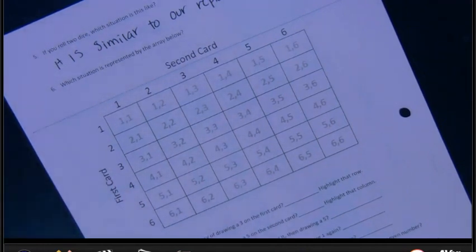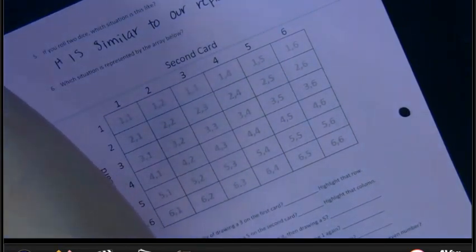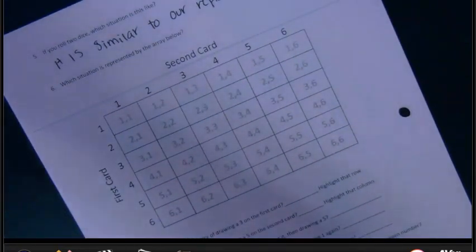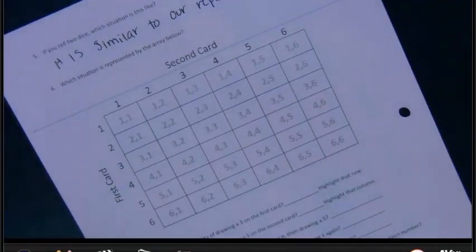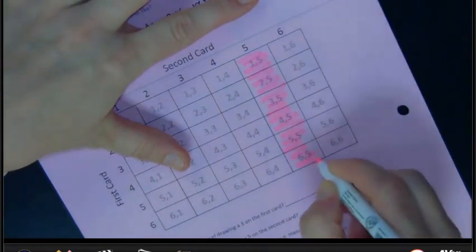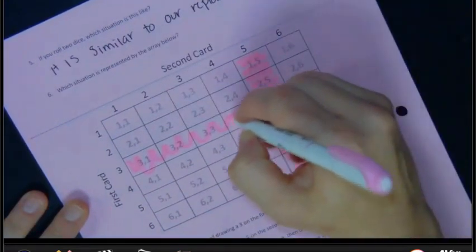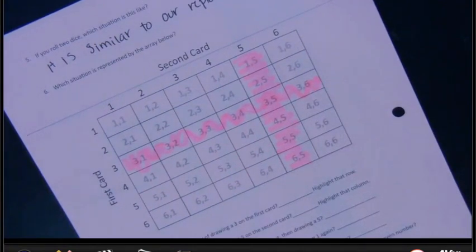All right. So which situation is represented in the array below? Well, if you look at your paper, it's not going to be highlighted, but I'm going to take care of that for you. And it is showing everything in column 5 is highlighted. And then everything in column 3 is highlighted. And it's asking us, which situation is this like? Okay. Is this like us drawing a card and then replacing it? Or is this like us drawing a card and then not replacing it?